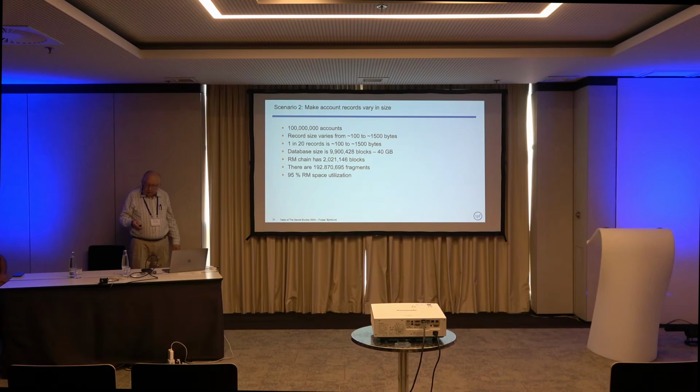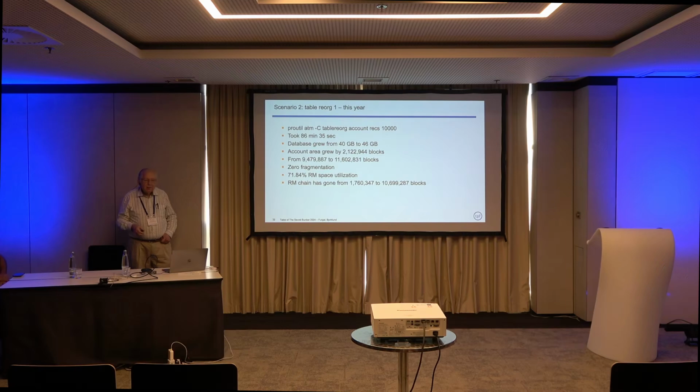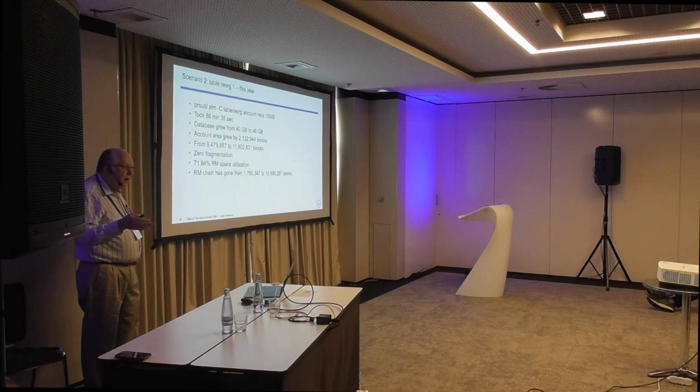So what happens when we reorg that? That took 86 minutes, and the database grew from 40 to 46 gigabytes. So it didn't grow by the same proportion as the earlier, smaller database did. This one grew by 6 gigabytes roughly. So 2 million more blocks. Now we end up with no fragmentation because the biggest record is 1,500 bytes.